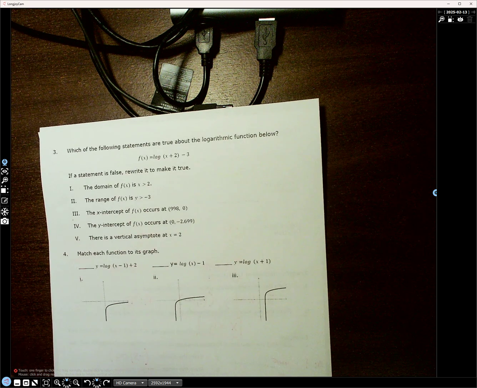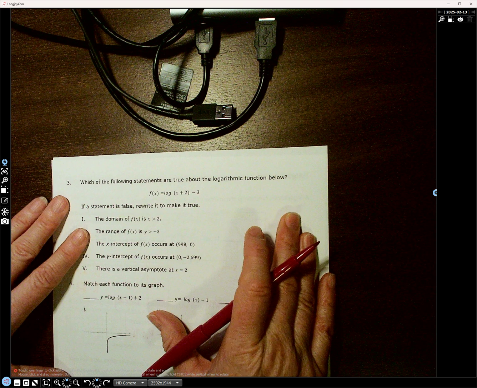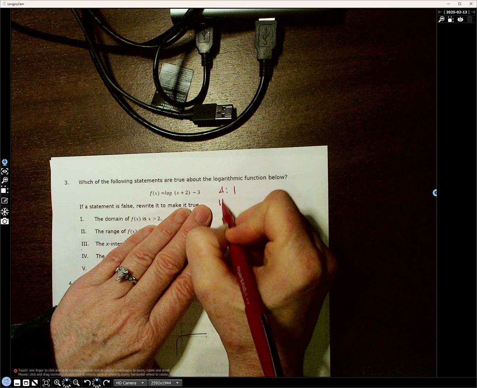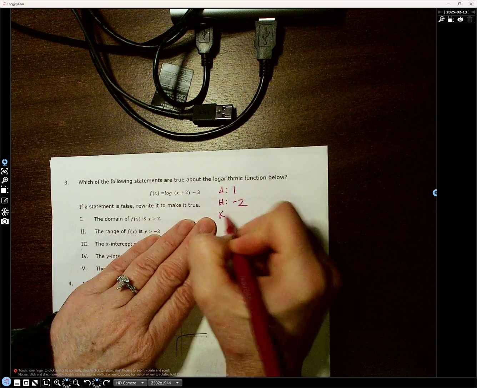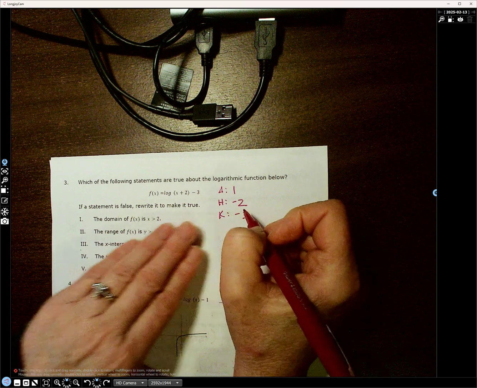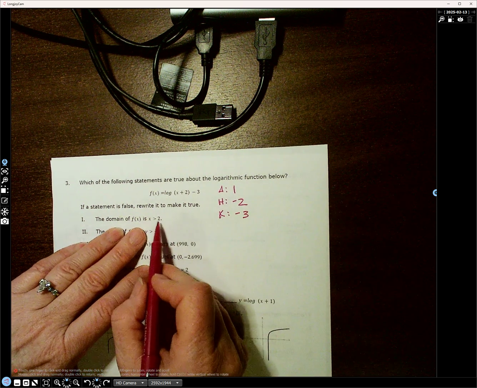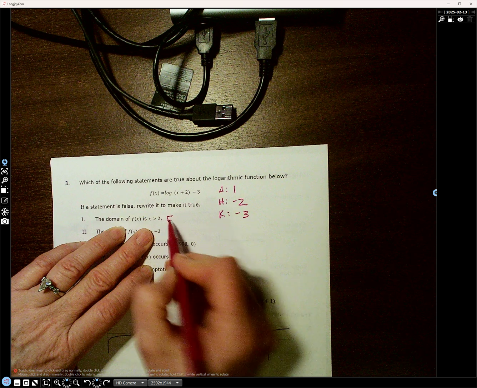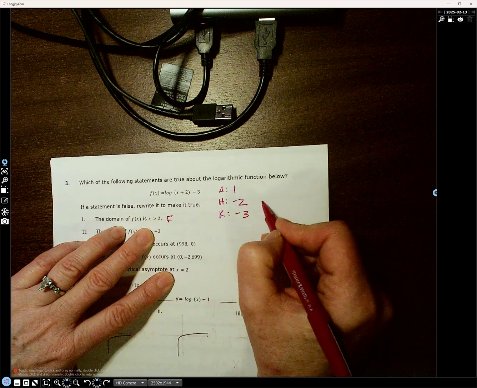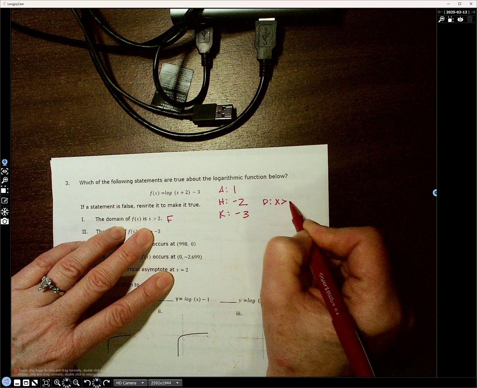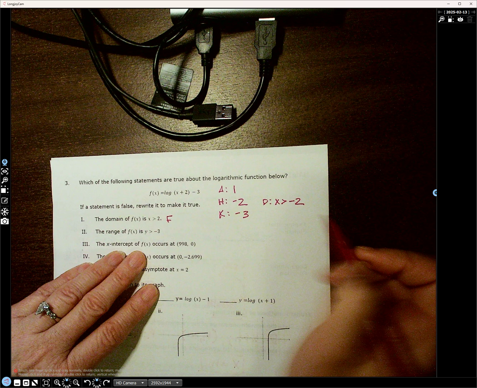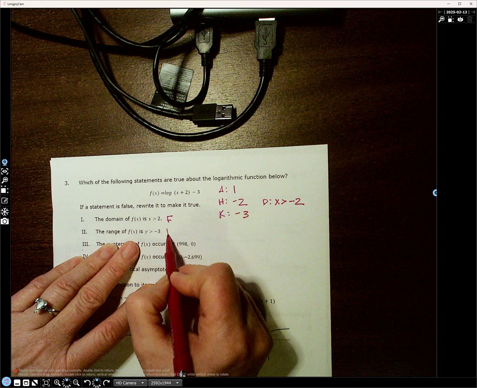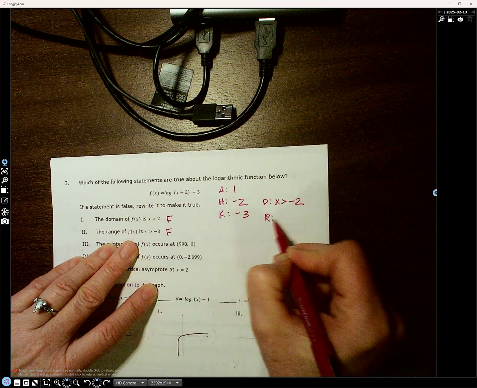Let's flip the paper. Which of the following statements are true about the log function below? So this is A is 1, H is -2, K is -3. So the domain is x greater than 2. Is that H? Well, this would be false, because my domain is x greater than -2. All right, range. We know that's not true. The range is all real numbers. This is false. The range is all real numbers.